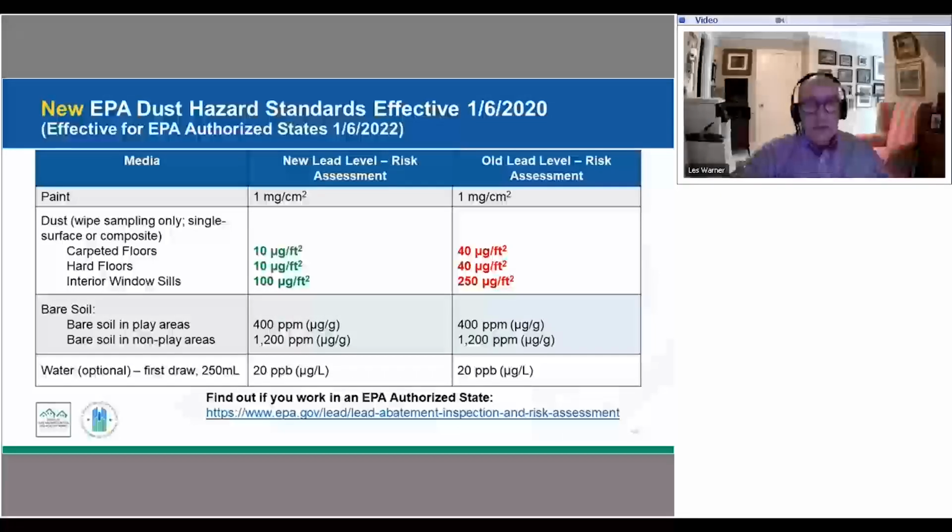All right, and then there is a separate one. We mentioned that water testing is optional, but there is a standard in place, and 20 parts per billion per liter is our standard for water.